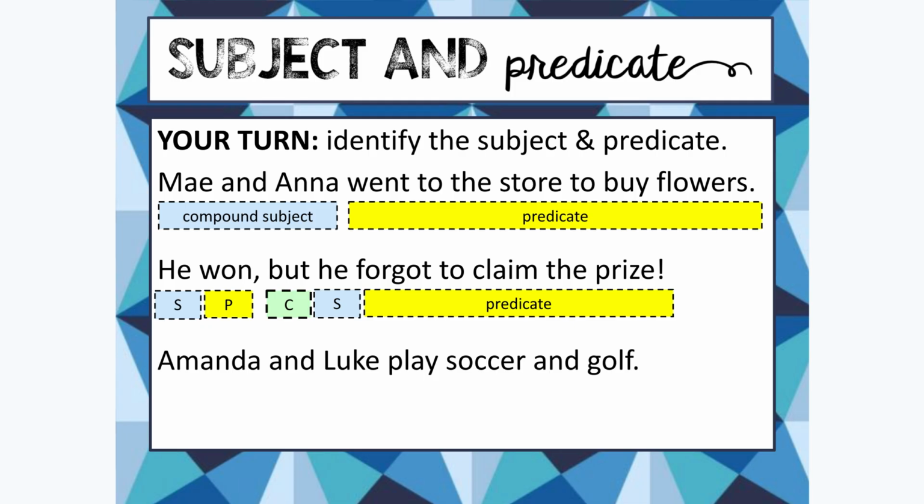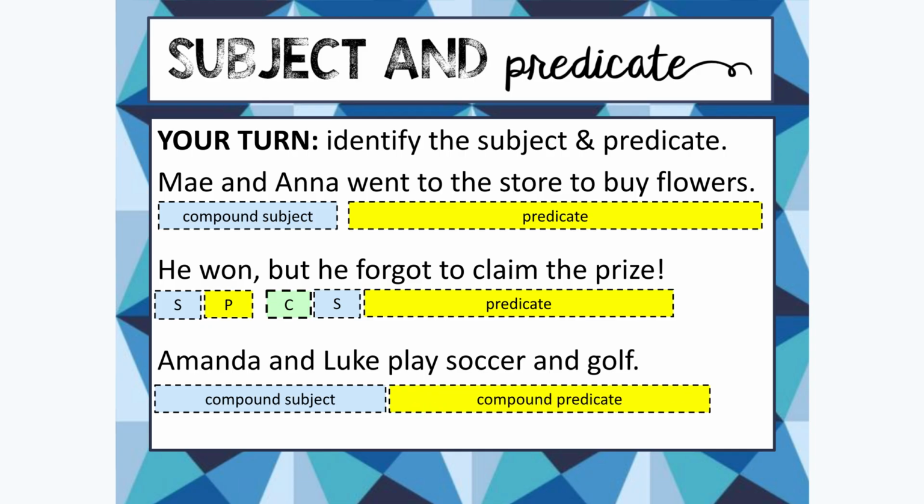Amanda and Luke play soccer and golf. They're so sporty. So we know Amanda and Luke is a compound subject. Again, two names connected by an and. Can you guess what kind of predicate it is? Play soccer and golf. If you said compound predicate because of that and, you were correct.